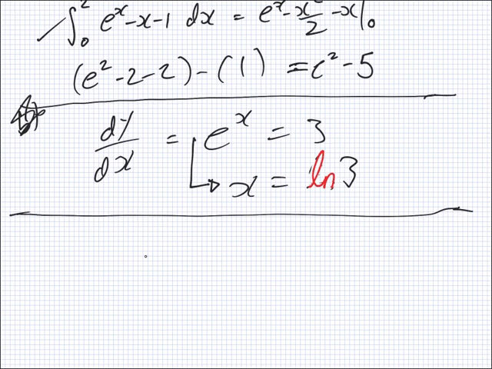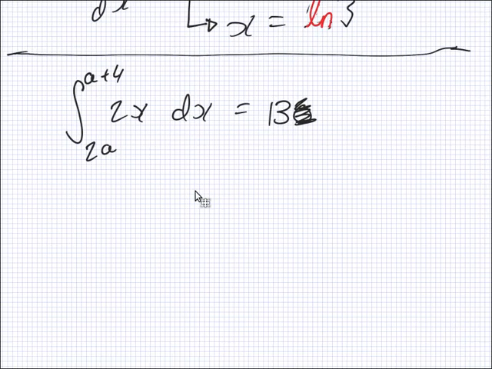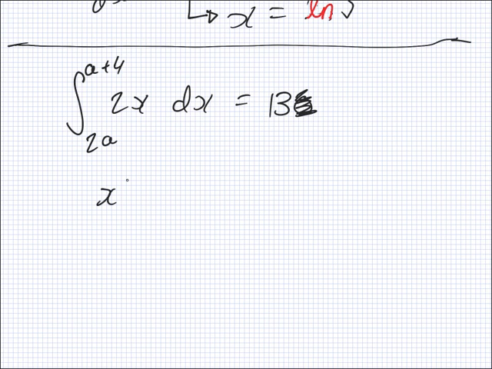Use integration to find the two possible values of a. This is where the a is in the limit. So what's the lower limit? 2a. And the upper? a plus 4. And integrating 2x dx equals 13. Sorry, it sounds like 30. Okay. So, integrating this, what do I get? x squared, from 2a to a plus 4, equals 13.